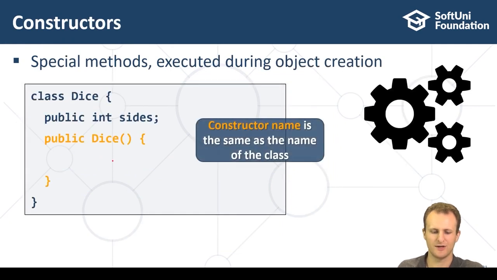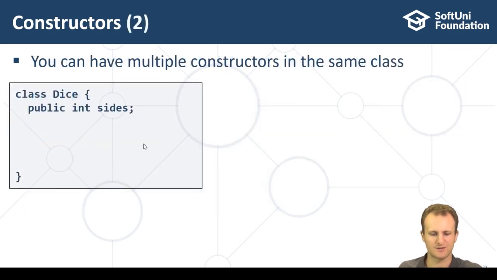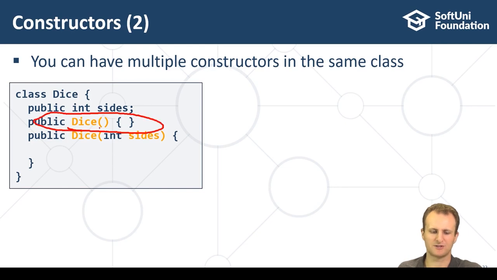Okay, so this is how we initialize dice using a constructor. Now, of course, we can add another constructor that accepts a parameter which describes the number of sides. You can play around with this as much as you want. Okay, so as I said, you can have multiple of these constructors in the same class. You can have one that accepts parameters, one that doesn't.